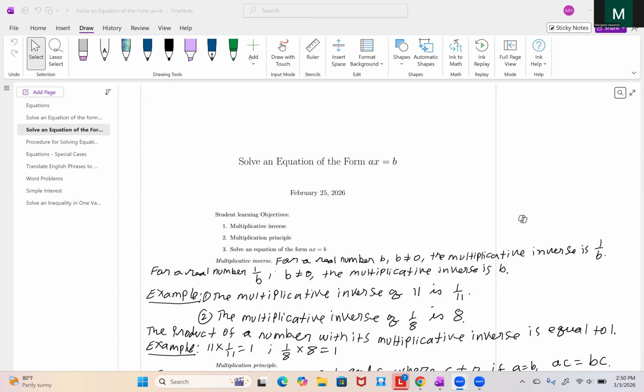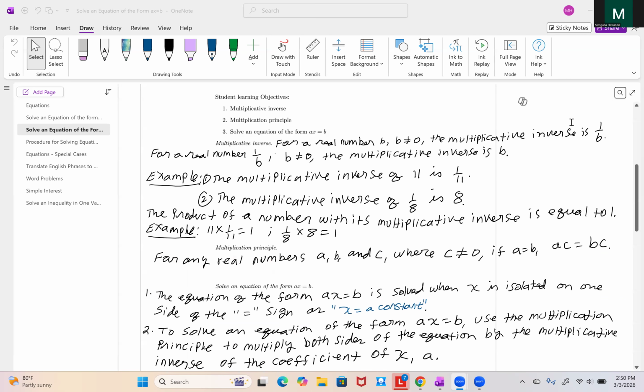The product of a number with its multiplicative inverse is equal to 1. For example, 11 times 1 over 11 is equal to 1, and 1 over 8 times 8 is equal to 1.